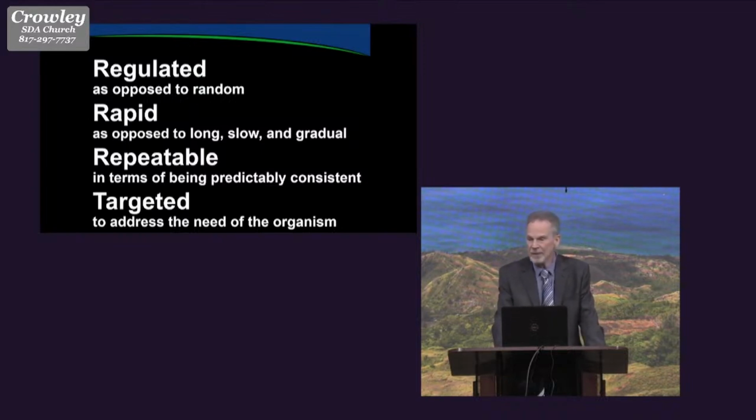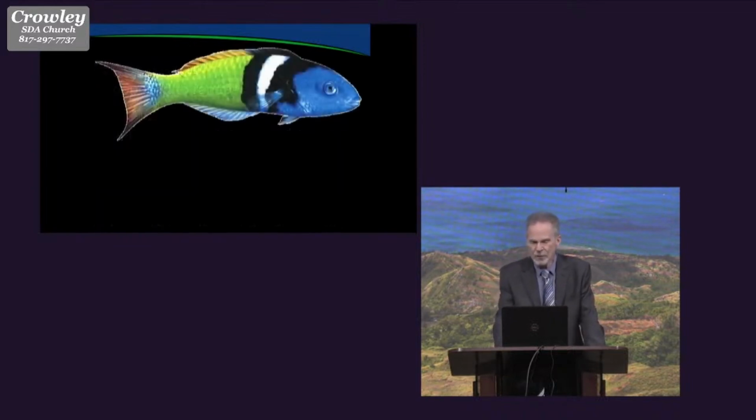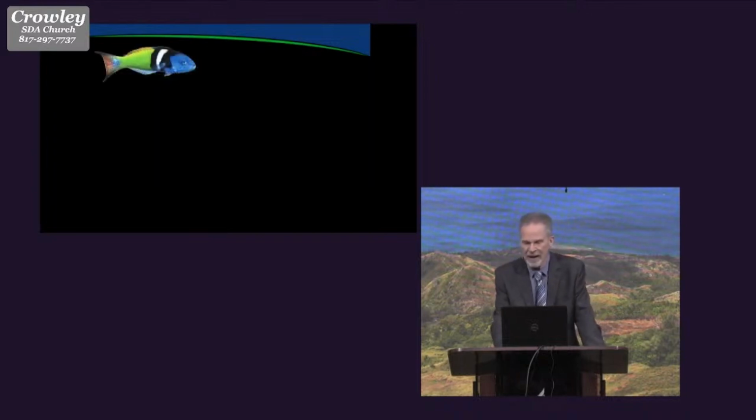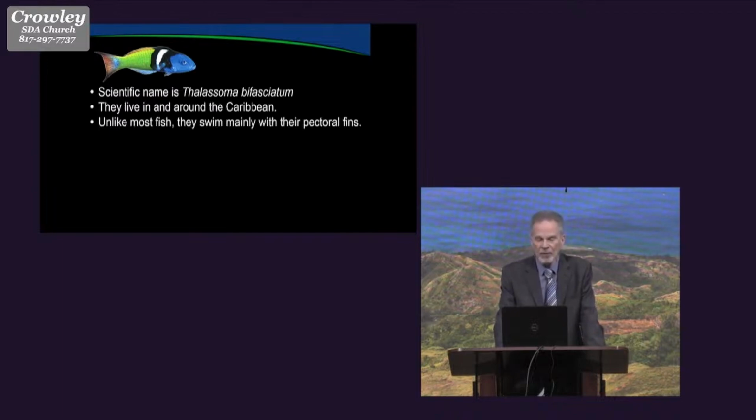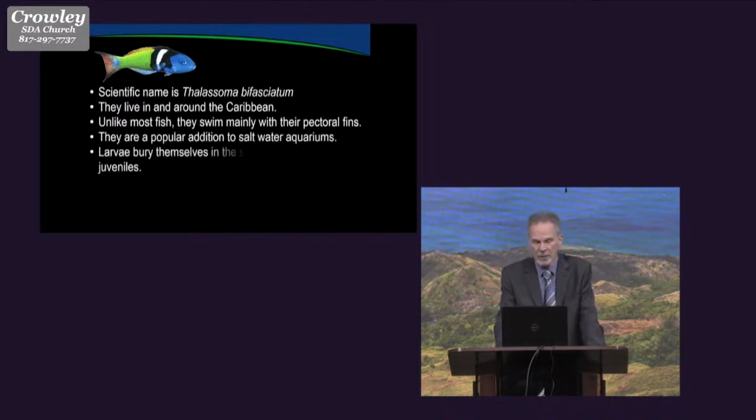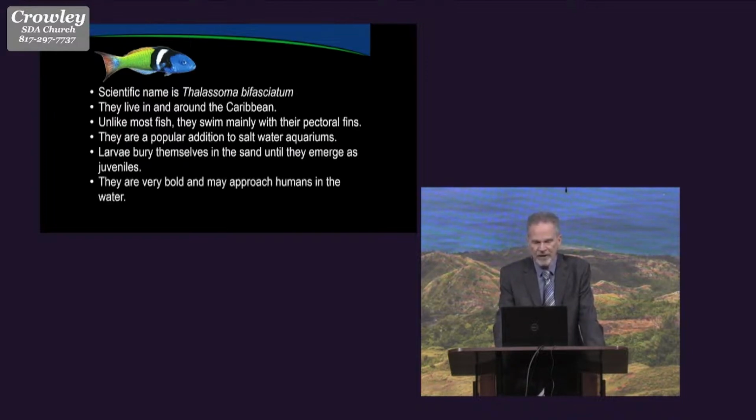Well, let's continue on. Let me introduce you to this handsome fellow here. This is a bluehead wrasse fish. Some interesting facts about the bluehead wrasse. His scientific name is, whatever it is. They live in and around the Caribbean. Unlike most fish, they swim mainly with their pectoral fins. They're a popular addition to saltwater aquariums. The larvae bury themselves in the sand until they emerge as juveniles, and they're very bold and may approach humans in the water.